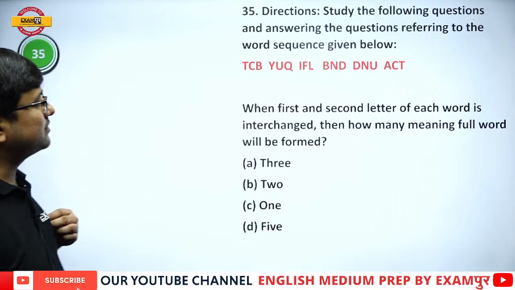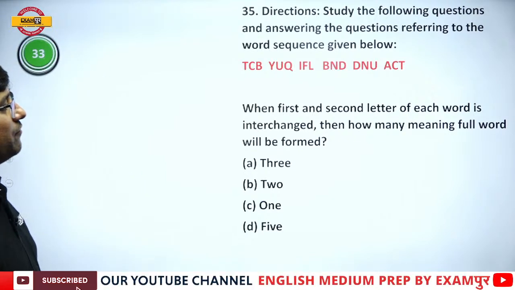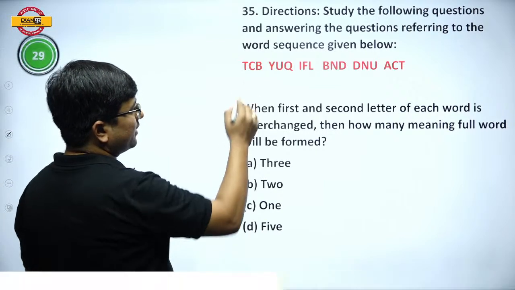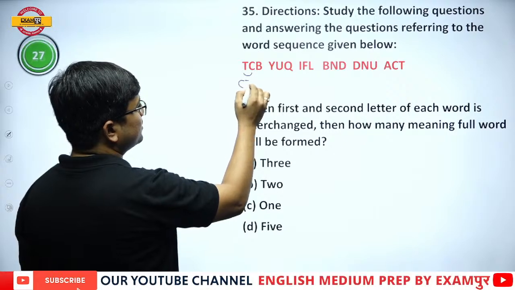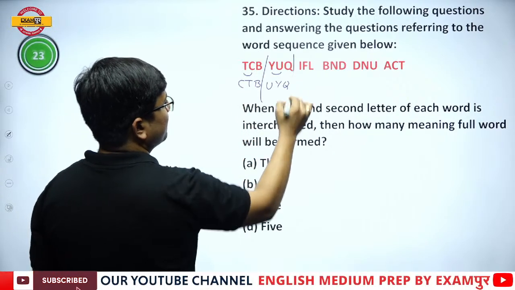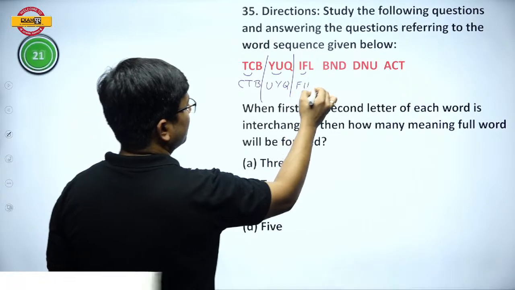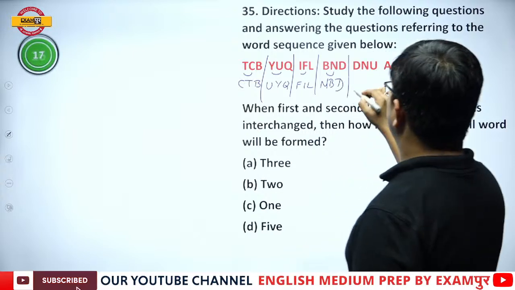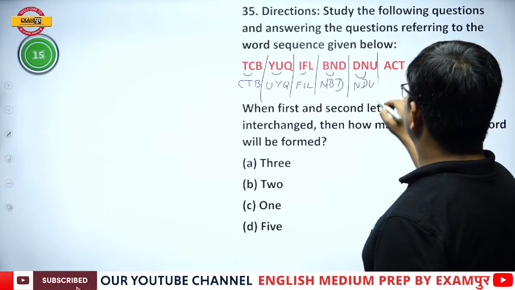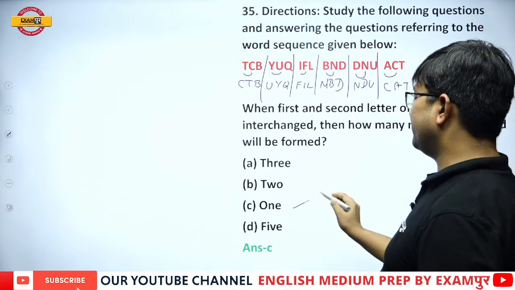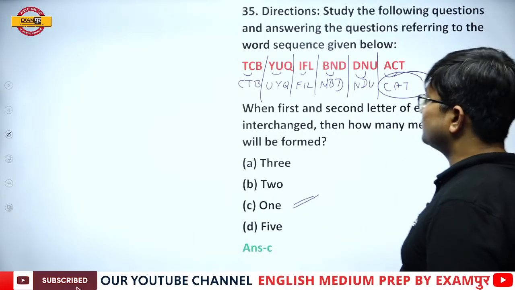Now see my dear students, when the first and second letter of each of the words are interchanged, it becomes CTB, it becomes UYQ, it becomes FIL, it becomes NBND, it becomes NDNU. It becomes CANT. So the number of meaningful words is only one, cat.